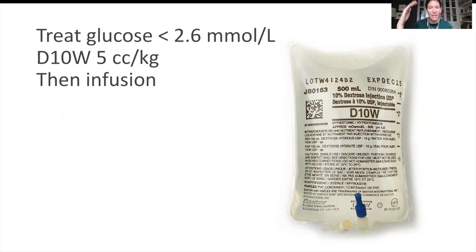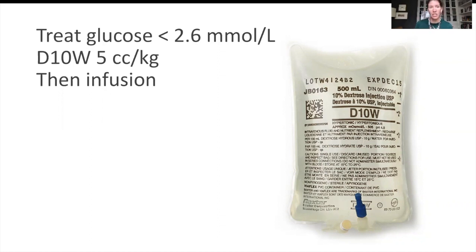Okay, so we've done A, B, C plus, and now we're going to move on to sugar. Definitely for a critically ill patient, we're going to check a bedside sugar. If it's less than 2.6, we're going to treat that hypoglycemia with a D10W 5 cc's per kilo bolus and recheck the sugar about 5 minutes after that's given. And then we're also going to start an infusion of D10 or D10NS, depending on the age of the baby. And I've given you those instructions in your handout.